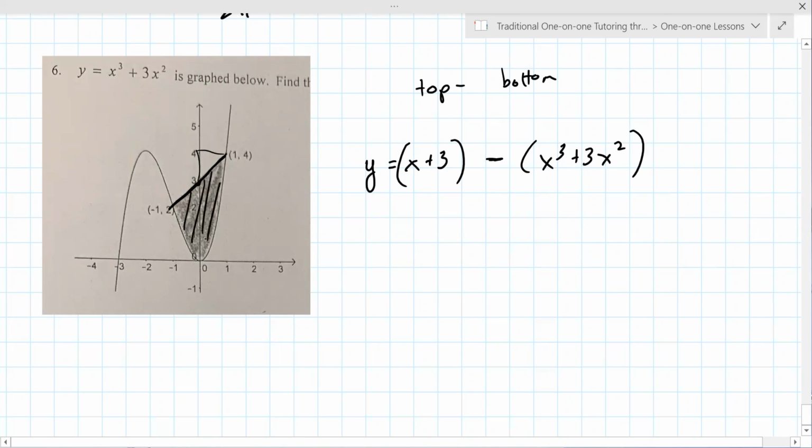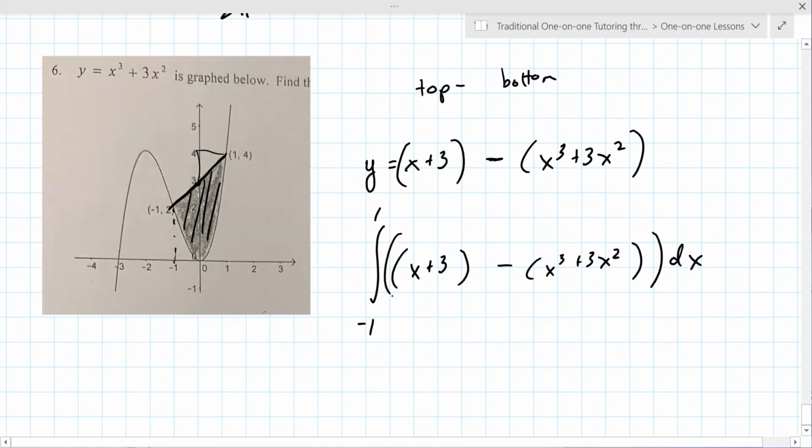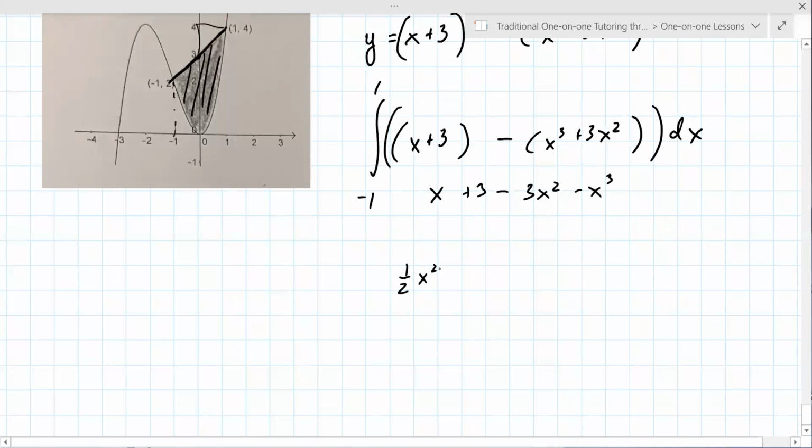So the area, and this seems out of scope for what you've shown me so far, is the integral from left bound to right bound, -1 to 1, of top minus bottom dx. You can combine them and do it all together. This just becomes x plus 3 minus 3x squared minus x cubed. So we find the antiderivative of each of these: 1/2 x squared plus 3x minus x cubed minus x to the 4th over 4, evaluated from -1 to 1.